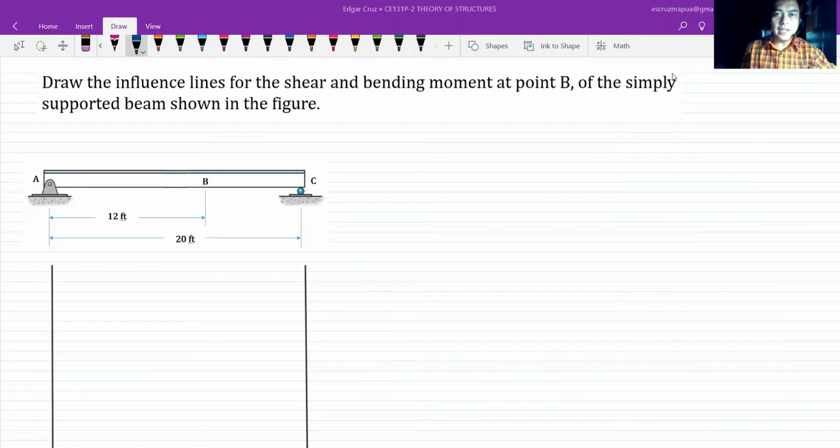Okay, so hello everyone. Today I'm going to show you how to solve problems on drawing the influence lines for shear and bending moment. From this given problem, we're asked to draw the influence lines for shear and bending moment at point B. As you can see from the given figure, we have a simple beam with a 20 feet simple span, and point B is located at 12 feet measured from point A.